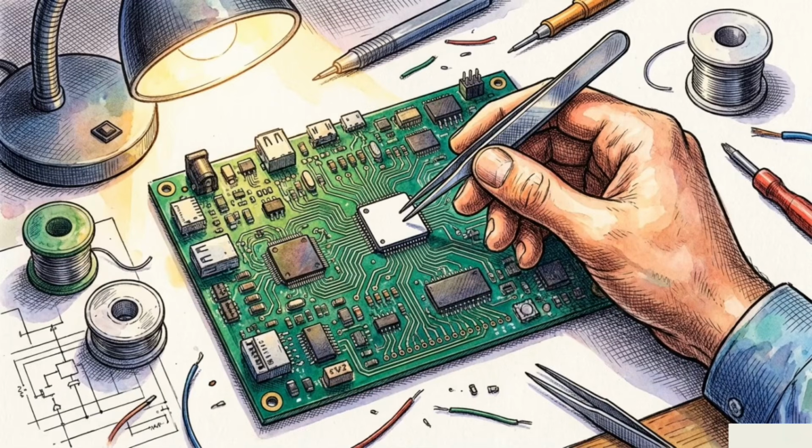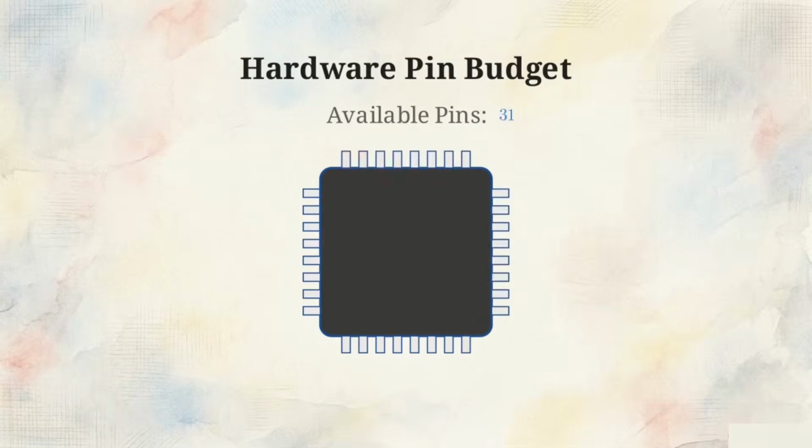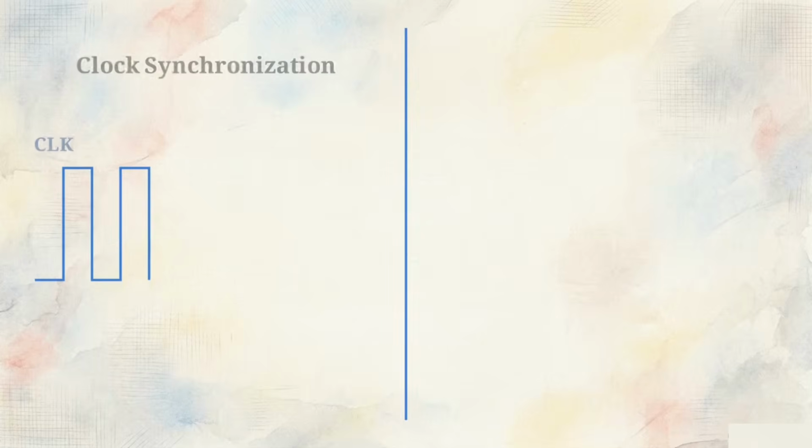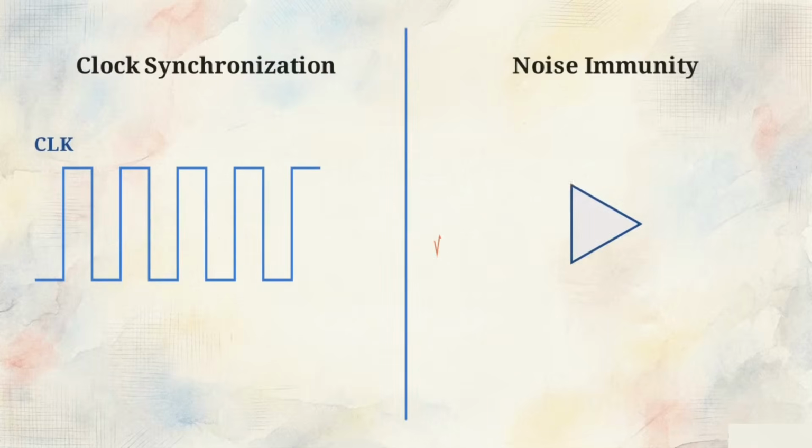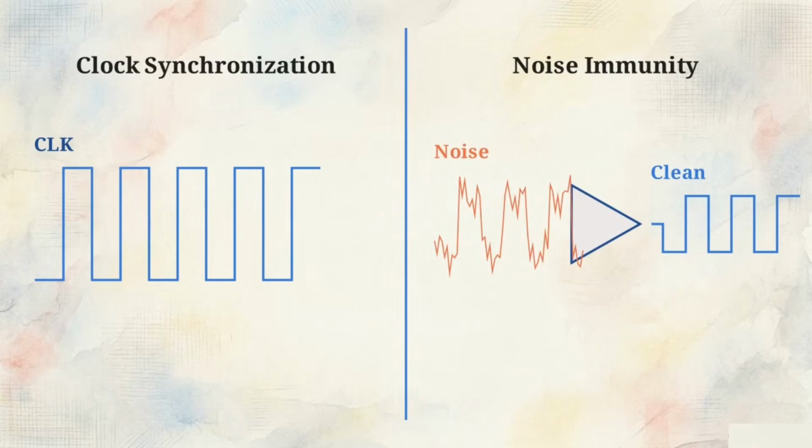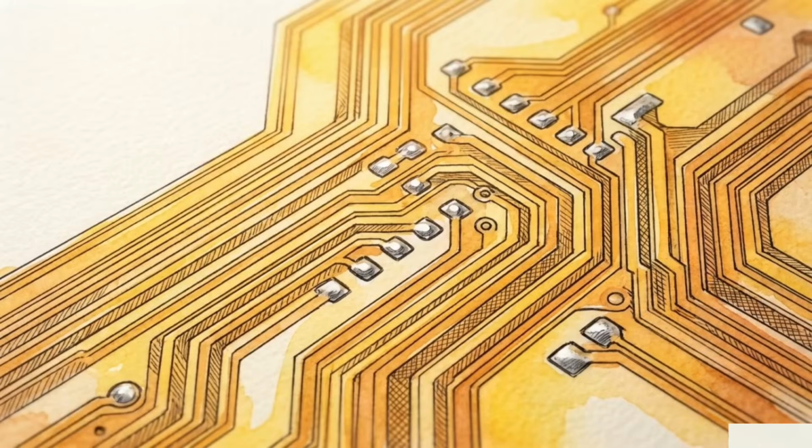Selecting between them is not a matter of software preference, it is a strict architectural trade-off. An engineer must balance the available physical pins on a microcontroller, the need for clock synchronization, and the device's required immunity to electrical noise. Understanding an embedded system means mapping exactly how its architects navigated these physical limitations.